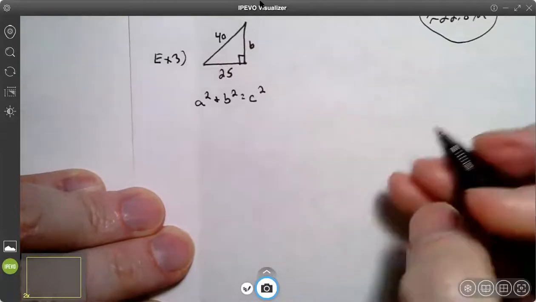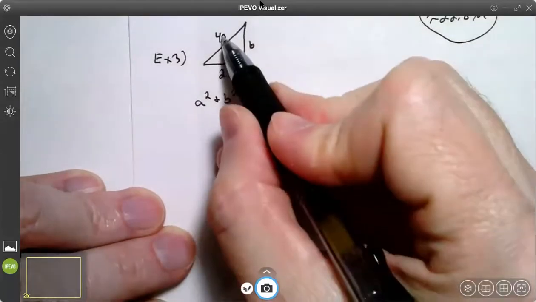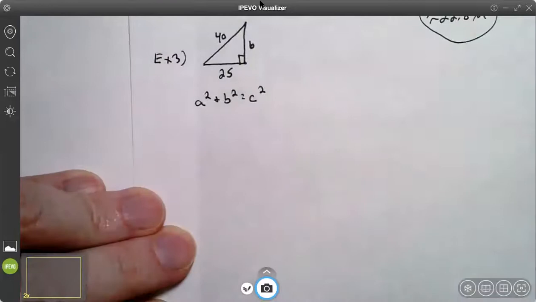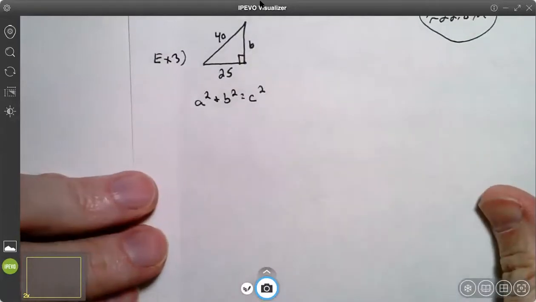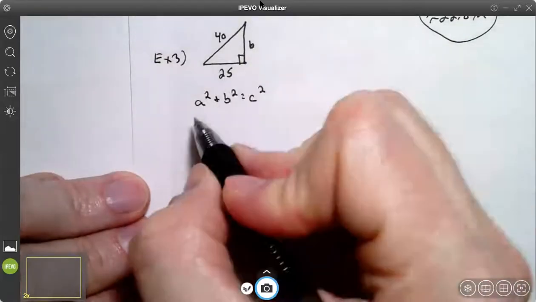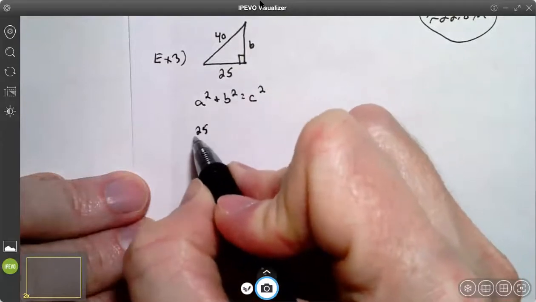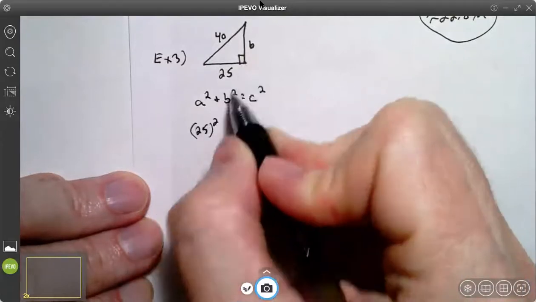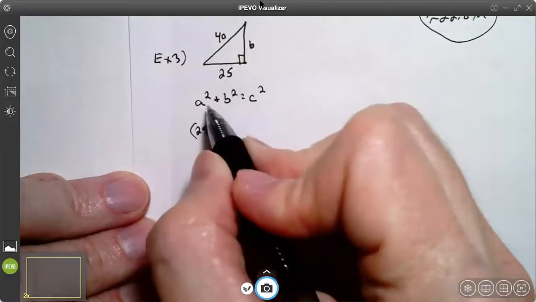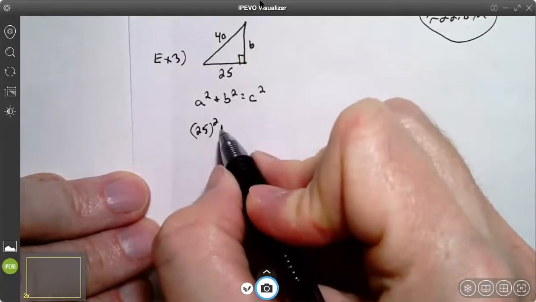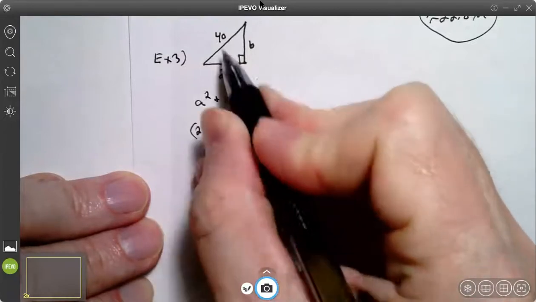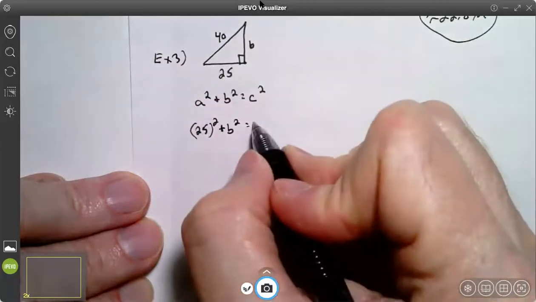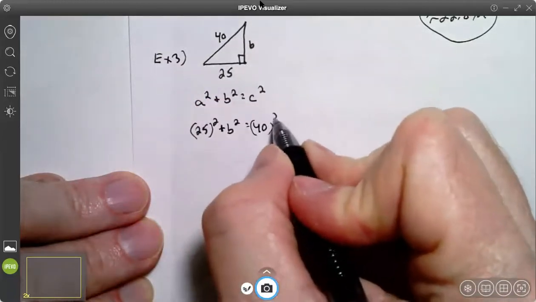Okay, example 3 is the first one where we're given the hypotenuse and we have to find one of the legs. We still plug into the Pythagorean theorem. This time I'm given one of the legs, but I'm not given the other. And it doesn't matter if I plug 25 in for A or B. I just got to find the other leg. But it is important that I plug 40, the hypotenuse, in for C.